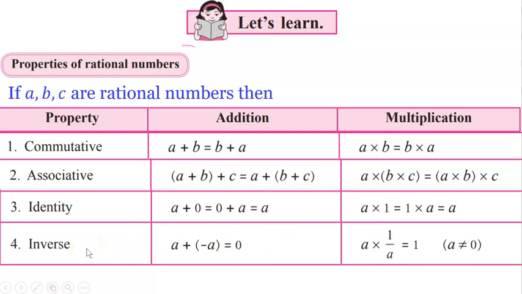Next, inverse property. If we add minus a to plus a, then you will have 0. Therefore, the additive inverse of a is minus a. And if we multiply a by 1 upon a, then the multiplication is equal to 1. Therefore, 1 upon a is called the multiplicative inverse of a. For example, 5 into 1 upon 5 is equal to 1, so the multiplicative inverse of 5 is 1 upon 5. The additive inverse of 5 is minus 5. The additive inverse of minus 3 is plus 3.